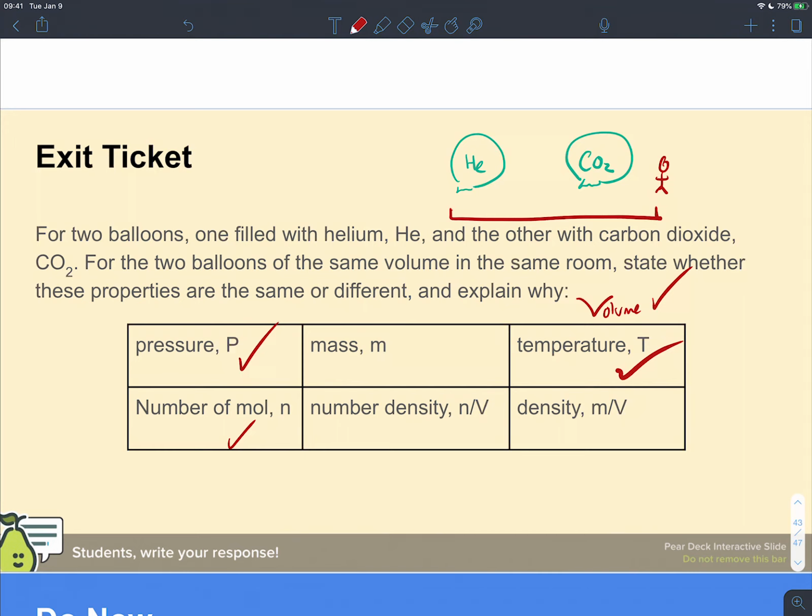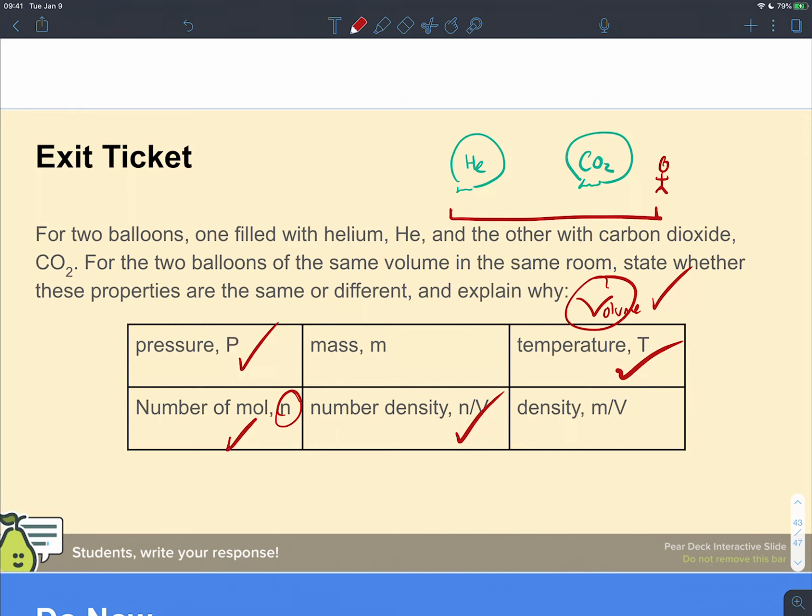Is number density the same? N divided by V? Well, if n is the same and V is the same, n divided by V should also be the same. Alright, and then density of mass should have the same answer for similar reasons. If the masses are the same, density would be the same. If masses are different, density would be different.